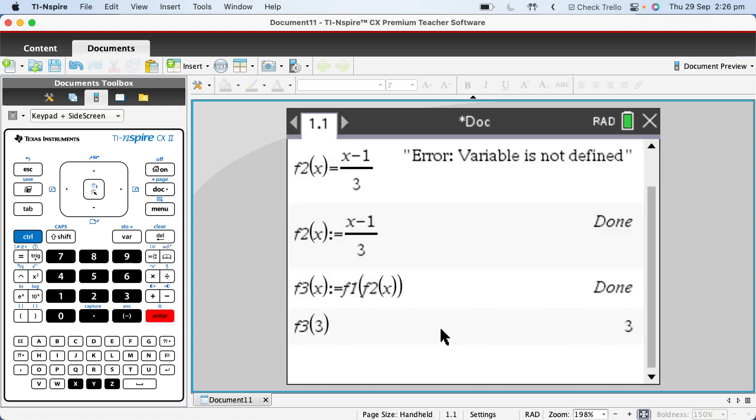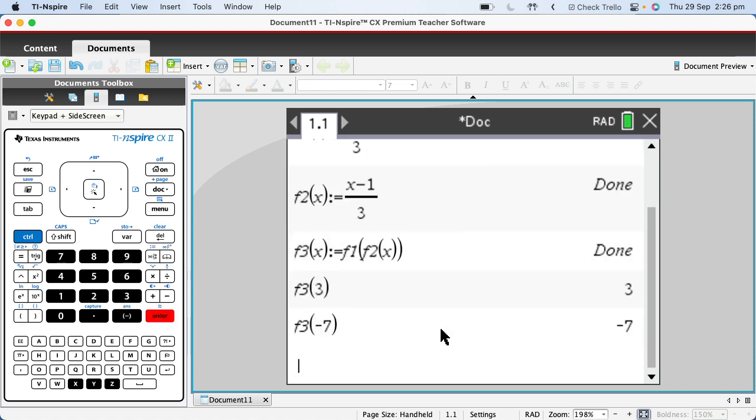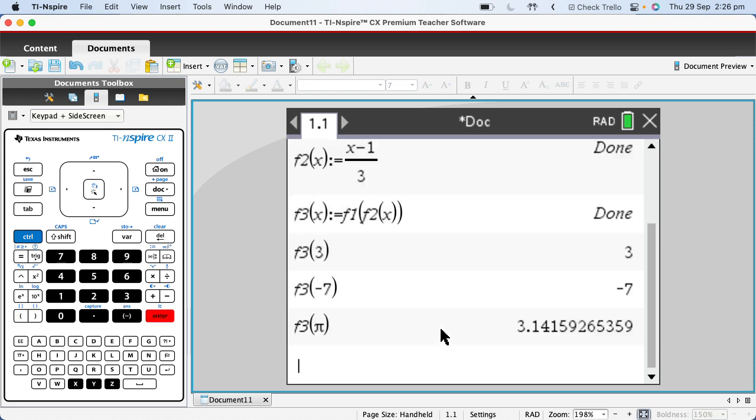Just a test. f3 of 3, yep, is 3. f3 of -7 is -7, great. f3 of pi is pi, great. It looks like it's working well. So I can say with a fair degree of confidence that my inverse is right.